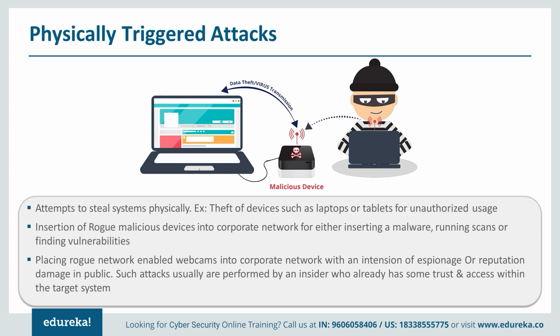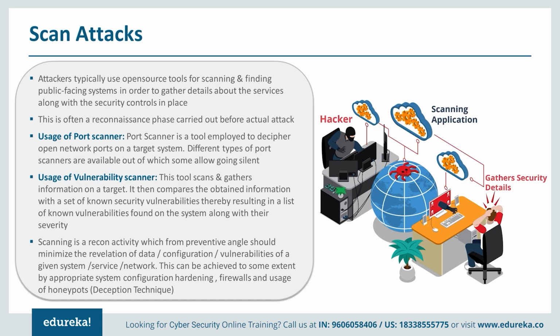Then physically triggered attacks, some rogue devices. What happens when a person comes and connects a device on your local network? That can be any device, a router, switch, a computer, or even a network sniffing device, which got connected to your network physically, and it also becomes a part of your network. Then scanning the network, port scanning, vulnerability scanning, the same picture explains the same. There is a hacker who inserts his hand and gets access to the local computer, and gets the list of open ports.